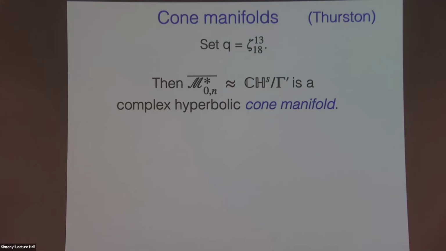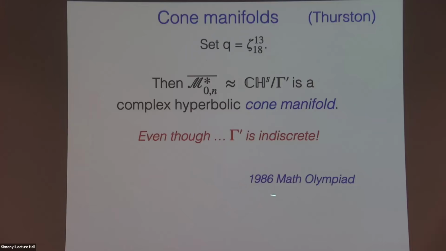Now, one of the problems when you're producing interesting non-arithmetic groups is to know whether or not you produce the same group twice. And one thing I should have said, Thurston's development started with a 1986 math Olympiad problem, but let me move on from that.